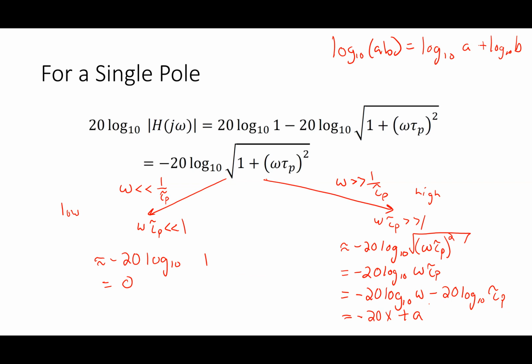What does it do in the middle? We're going to forget about what it does in the middle, and we're just going to say it behaves as 0 right up until that point. Omega equal to 1 over tau p, it's 0, and then after that, it falls linearly. If I want to know what it really does, I can go into MATLAB and I'll find out that it doesn't look that much different. My approximation is pretty good.